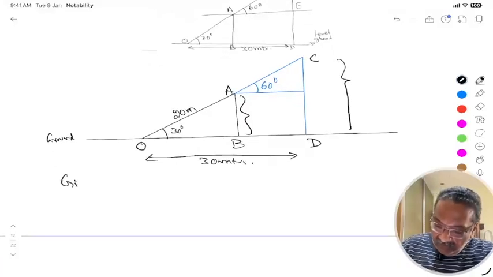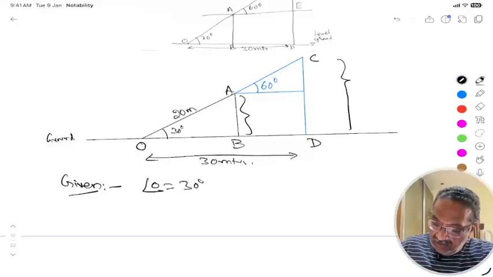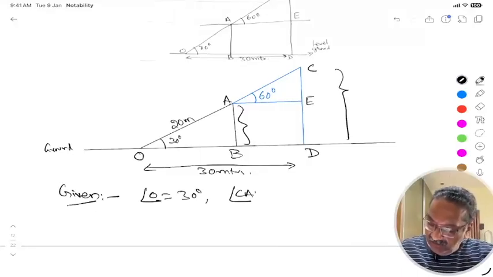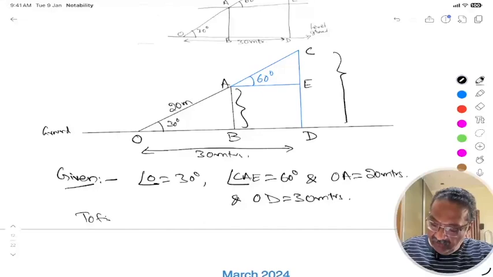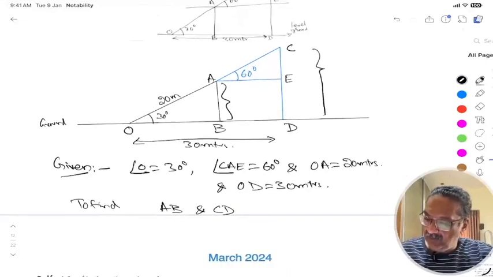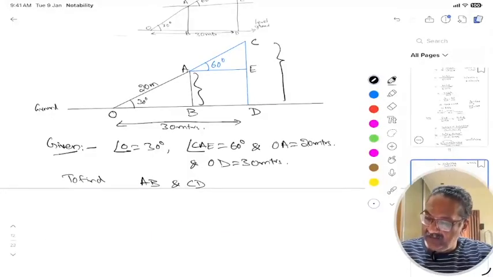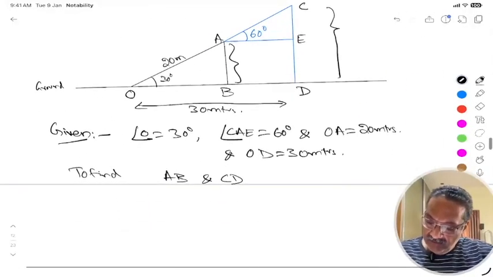Okay, now what is given from the above diagram? We have angle O is 30 degrees, angle CAE, I will call this E, CAE is given to be 60 degrees, and OA is given to be 20 meters, and OD is given to be 30 meters. To find, what do we have to find? To find AB and CD. All right, let's start. See, first ಏನು ಗೊತ್ತಿದೆ ಅದು ತಗೊಂಬಿಡೋಣ.